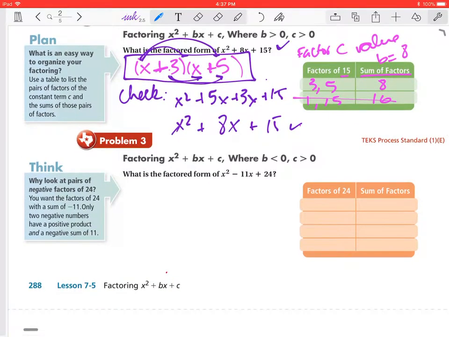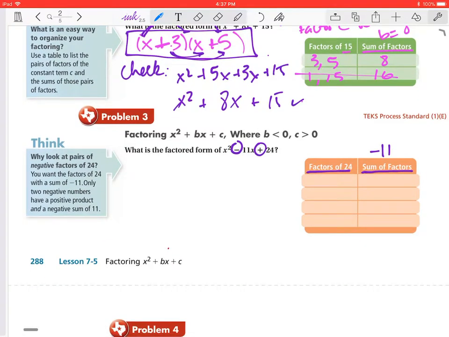Okay? So problem number 3, I would recommend you take a second and try to do it on your own. Notice here that this is a negative and this is a positive. We're going to be looking at the factors of 24, but then we need to look at the sum of those factors. Well, we need a negative 11. Go ahead and pause this video and see if you can come up with the two factors.